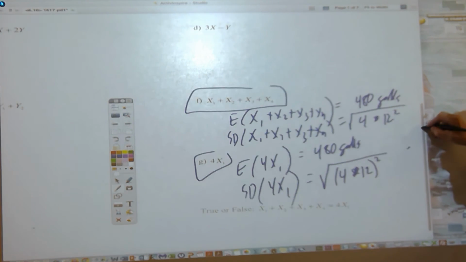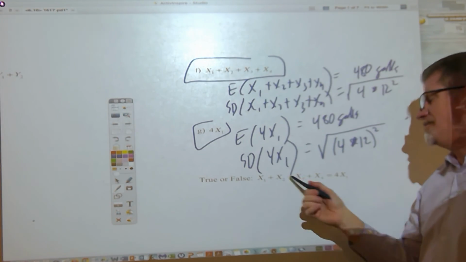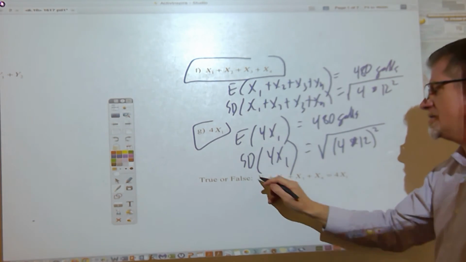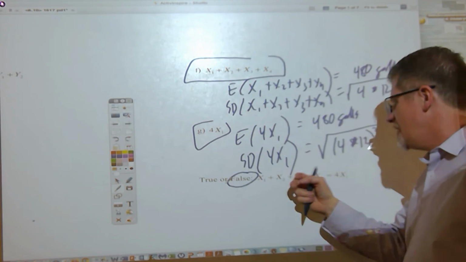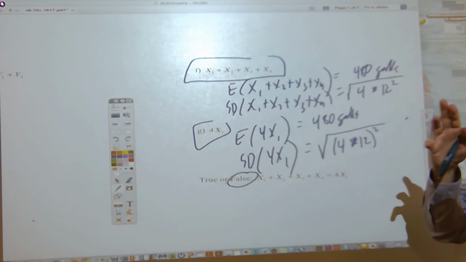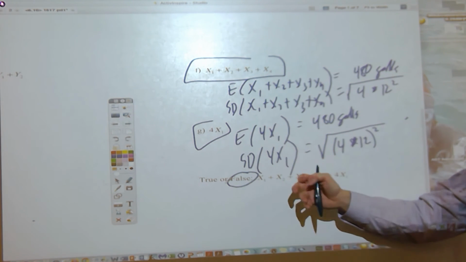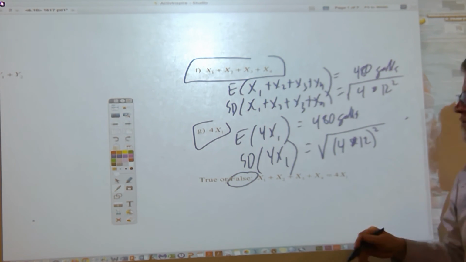Now, true or false: sometimes this works out when you're doing expected values, but if it's true, that means it's got to be always true. And this is not always the same event. You're going to get different standard deviations on letter F than you are on letter G. So the answer to that one is false.